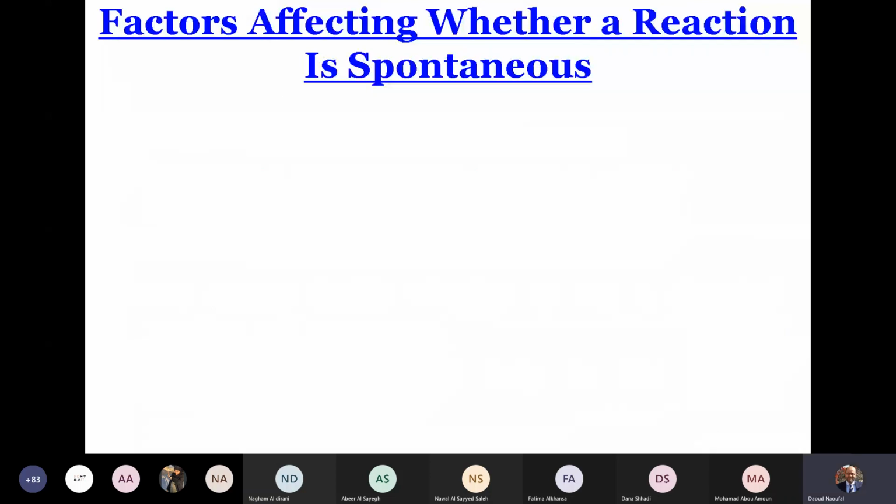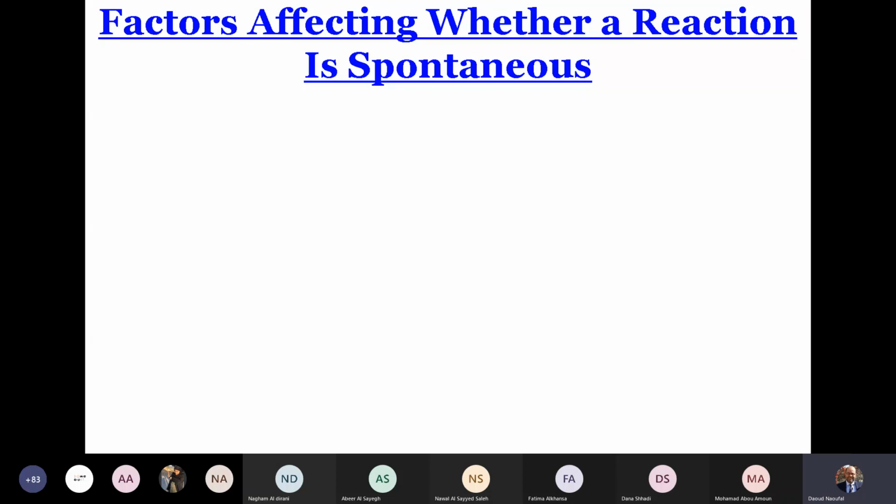What are the factors that affect the spontaneity of a reaction? In the next part, in part 2 of this chapter, we will pass to the calculation of new thermodynamic data, which is delta G. And the sign of delta G is the key of the spontaneity. If delta G is negative, we will see that the reaction is spontaneous, or if delta G is positive, the reaction is non-spontaneous. So delta G is the key and will be studied later in details in part 2.